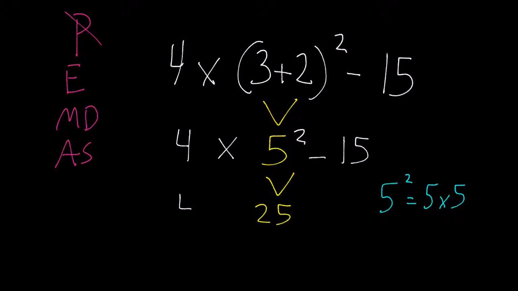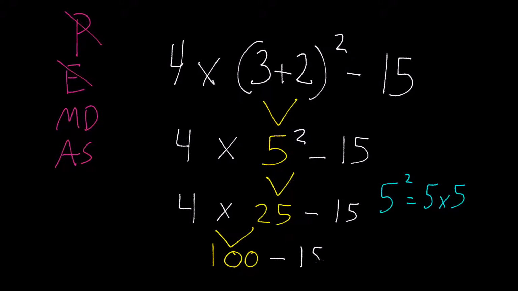Rewrite everything we haven't used yet. Now we are done with exponents, and we're at the multiplication or division stage. We have multiplication, so we can take care of that next. 4 times 25 is 100. Bring down our minus 15, and now we are at our last step, which is just going to be subtraction. And 100 minus 15 is 85.